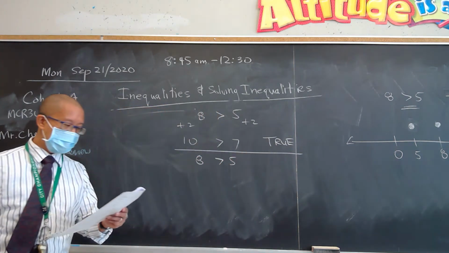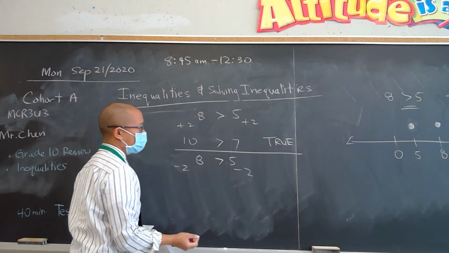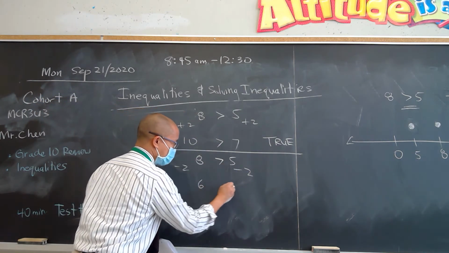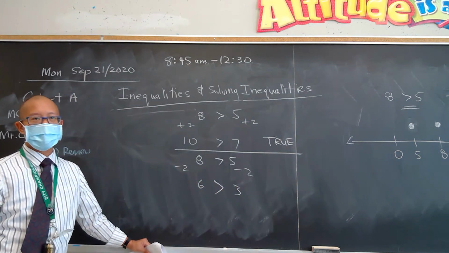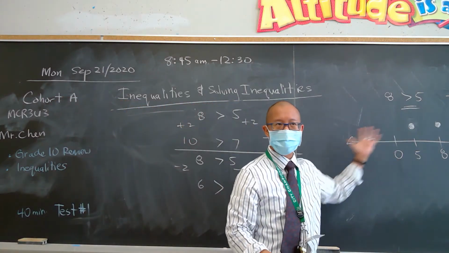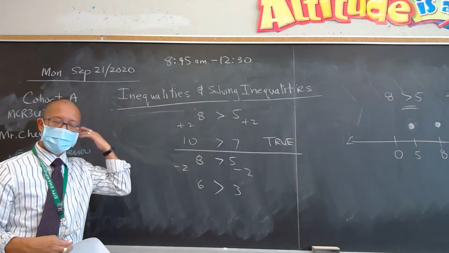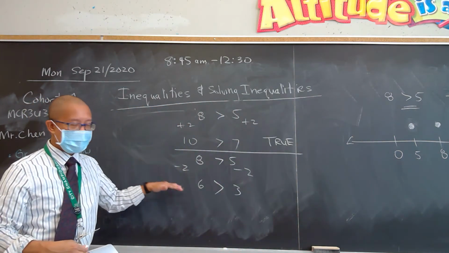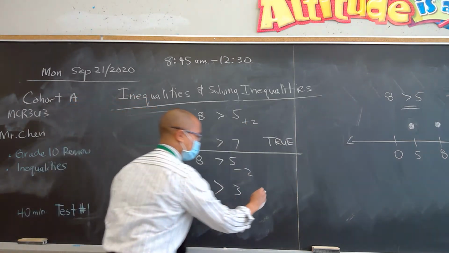And this time I think what we're going to do is subtract 2 from both sides. We're going to subtract 2 from the left side, subtract 2 from the right side. And what do we get? 6, and then 3, and still 6 is greater than 3. And again, I don't need to plot these points here. It's just to help you connect something algebraically and something visually, graphically. So subtraction is also still true.